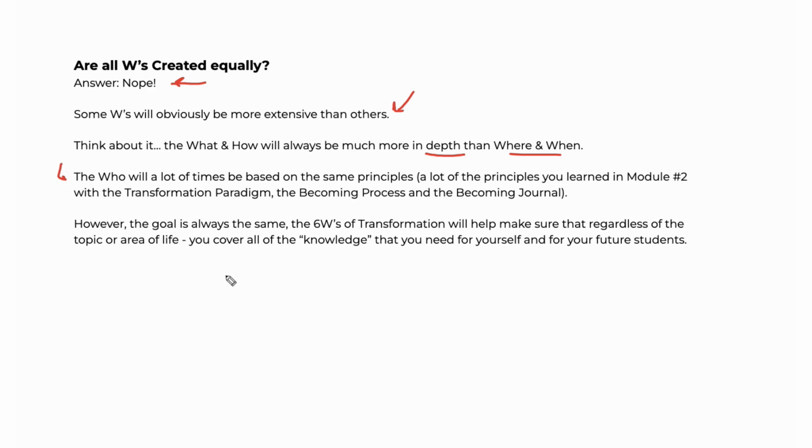However, the goal is always the same, right? The 6 W's of transformation will help make sure that regardless of any topic or any area of life, you are able to cover all of the knowledge that is going to be needed for yourself and your future students within those topics, okay?